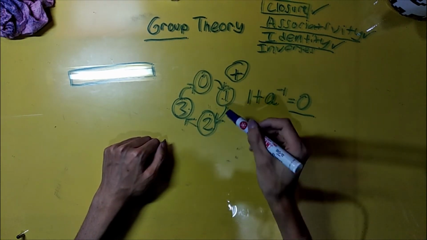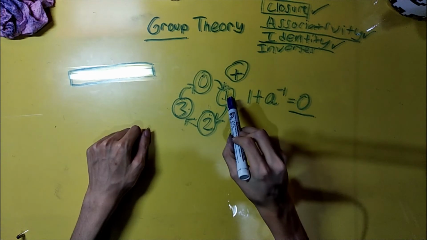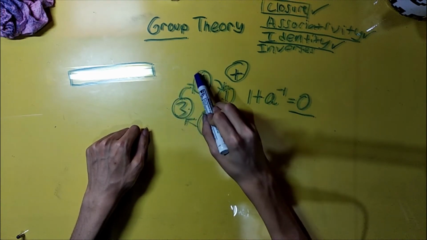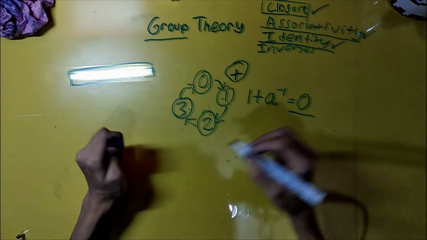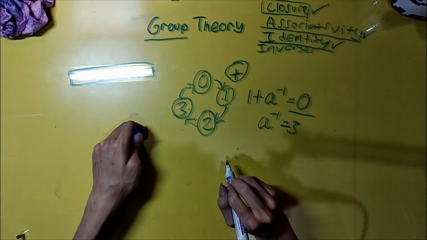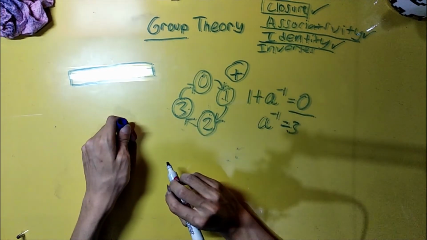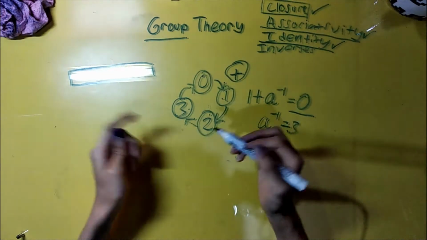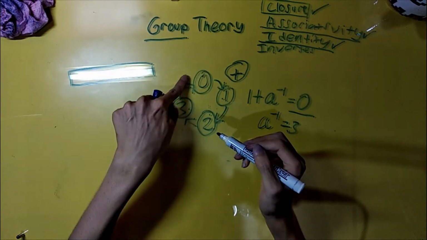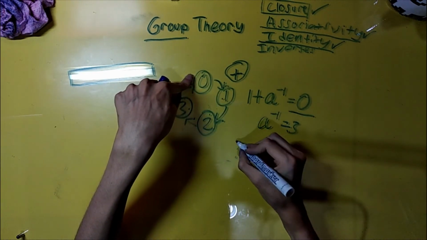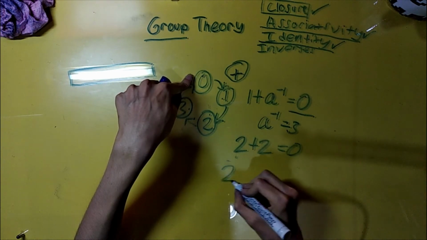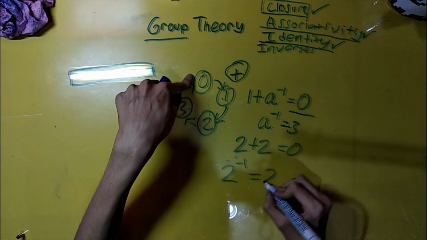Alright, so let's try to go around the circle. Well, 1 plus 1 plus 1 plus 1 is 0. So I guess 1's inverse is 3. 1 does have an inverse. What about 2? Does 2 have an inverse? Well, let's try to go around the circle again. 2 plus 2 goes back to 0. That means the inverse of 2 is itself, 2.